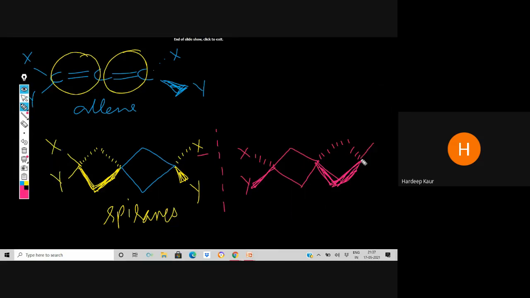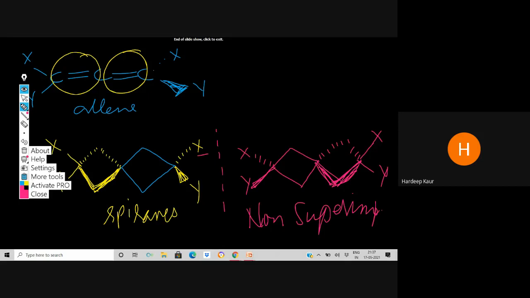And x and y will remain as such. So these have non-superimposable mirror images and hence they are chiral in nature. So the conditions for chirality in allenes are applicable to the spiranes also. In the spiranes these two rings are perpendicular to each other, means they are in different planes. Okay, so for this reason they exhibit enantiomerism.